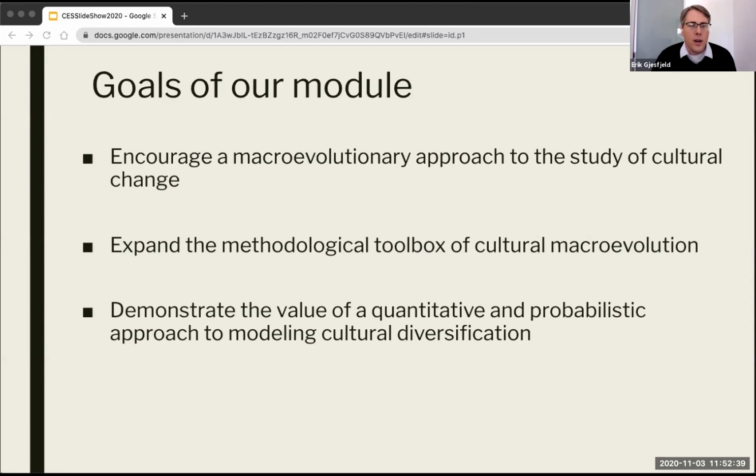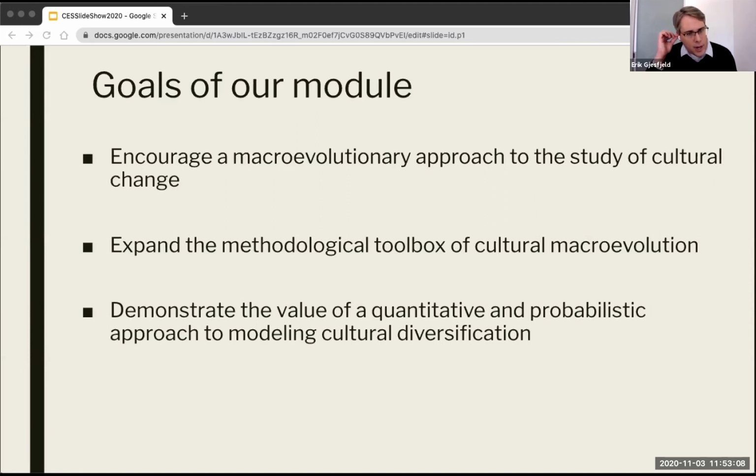The second is to help expand the toolbox in cultural macroevolution. In general, there's been an extensive application of a few key methods, such as phylogenetics, which I'll talk a little bit about in a few minutes. But we do feel that there are a number of other approaches available that can be useful to answering questions about cultural macroevolution. And we hope to introduce those here today and also through our module.